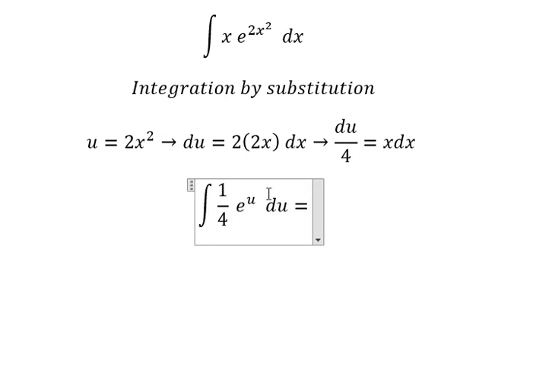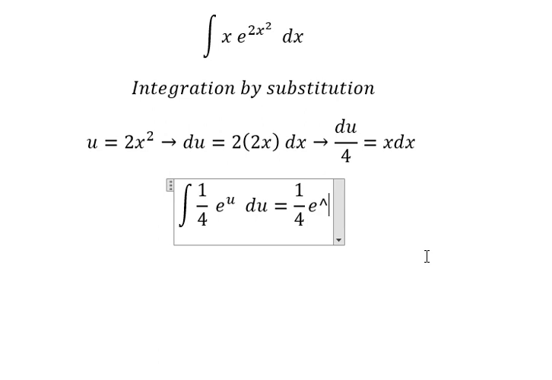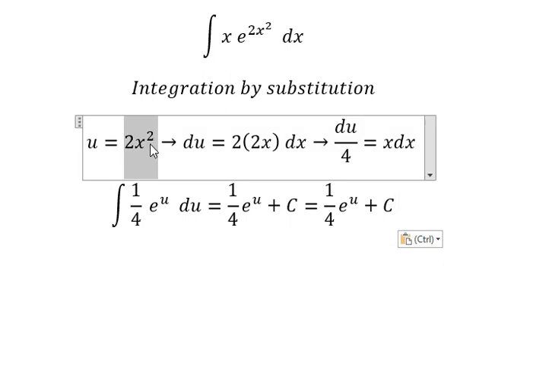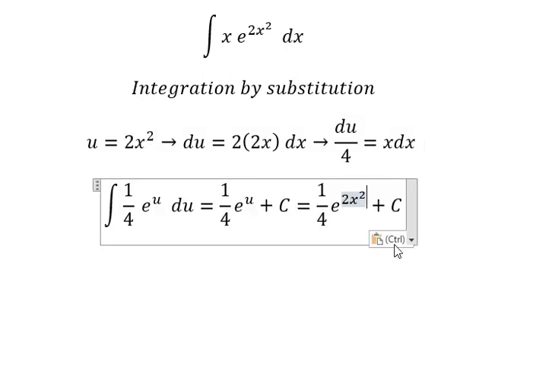So the integration of this one, we have 1 over 4 e to the power of u, and I will put c. The u is 2s squared. This is the end.